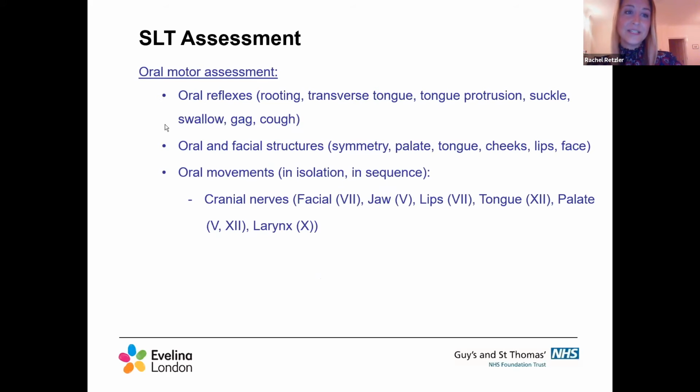During an SLT assessment, it's really valid and really important to look at the oral motor assessment. We must not skip this step. We need to look at their oral reflexes based on their age and appropriateness. We need to look at their oral and facial structures. And we need to look at their oral movements in isolation as well as in sequence, and their cranial nerves, as this all has an impact on their feeding and swallowing.